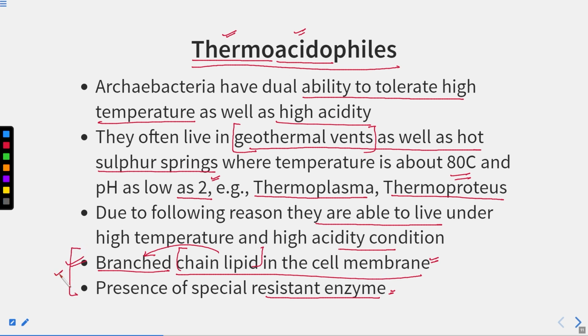You must understand and you must remember why these thermoacidophiles have a different type of composition in their membrane. In the case of halophiles also, they have a different composition in their cell membrane, and here also the cell membrane is quite different from the normal cell membrane that is present in normal bacteria.